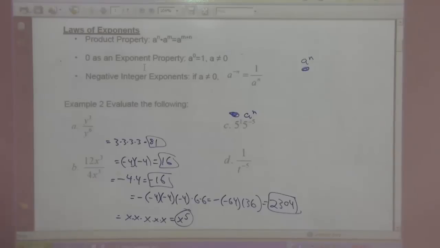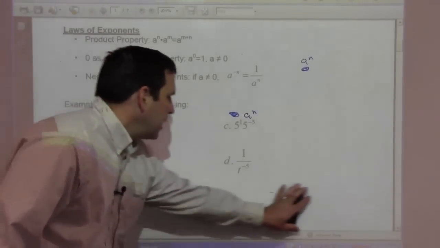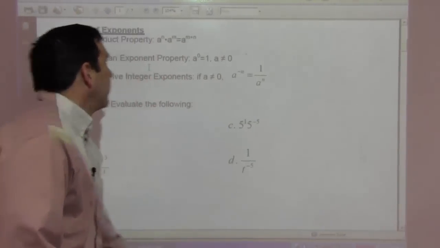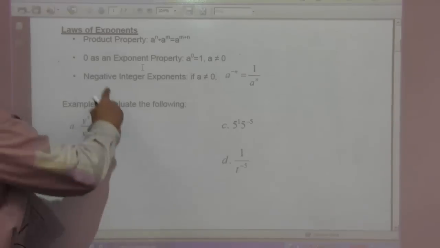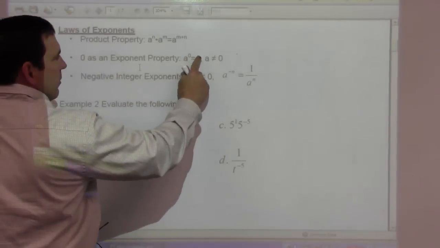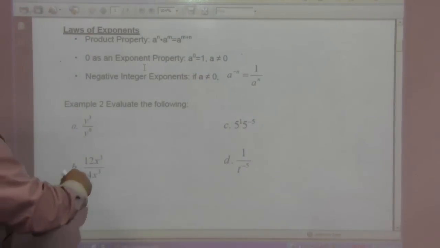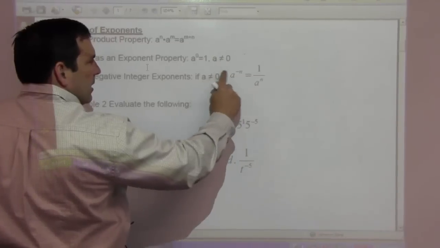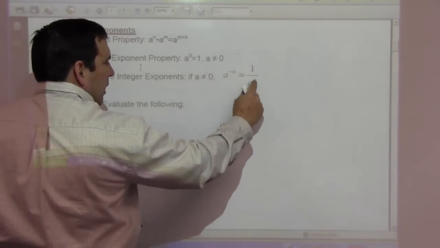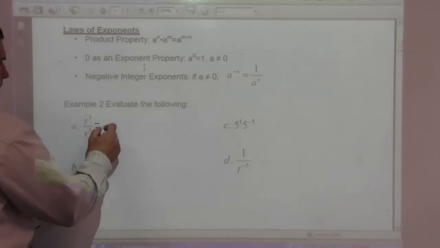So we have the product property. A to the n times a to the m is a to the m plus n. You add the powers if you're multiplying things with the same base. Zero as an exponent: a to the 0 is 1, as long as a is not 0, because you can't have 0 to the 0 power. Negative integer exponents: as long as a is not 0, a to the negative n is 1 over a to the n. So evaluate the following.